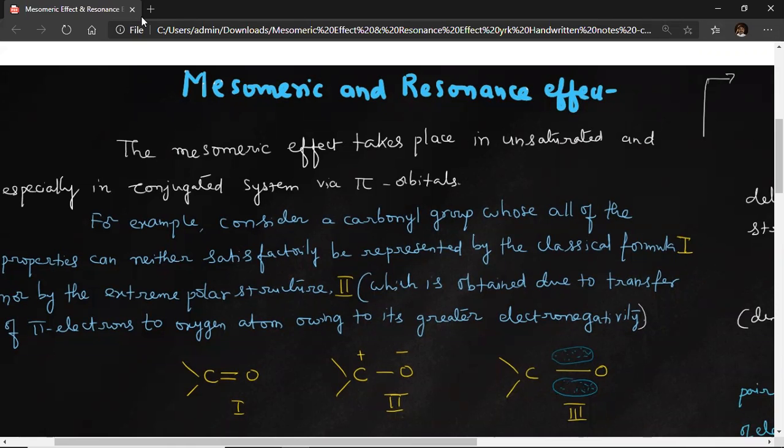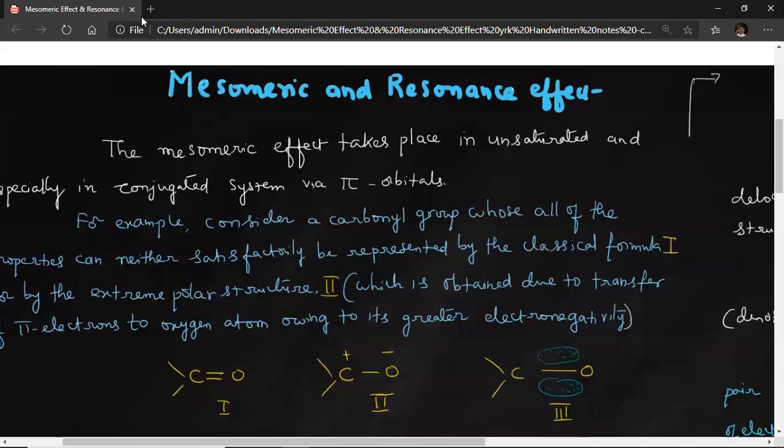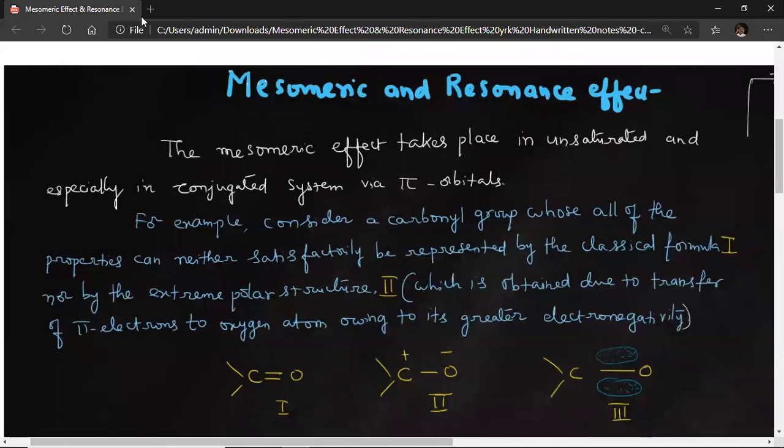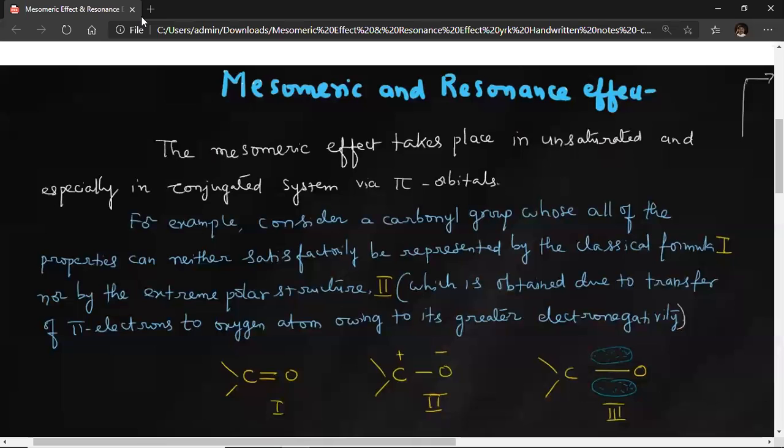About the molecules, for example, if you consider a carbonyl group, all of the properties can neither satisfactorily be represented by classical formula 1 here, first, we are observing here, nor by the extreme polar structure 2, which is obtained through the transfer of pi electrons to the oxygen atom owing to its greater electronegativity.